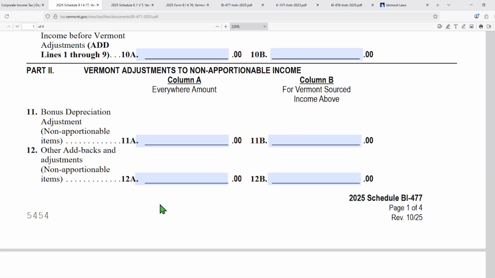Yep. So the adjustments. This is the other thing that we need this form to do, which is basically take federal money and make it into what the Vermont tax base is.